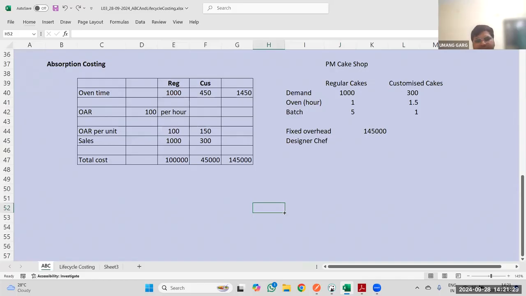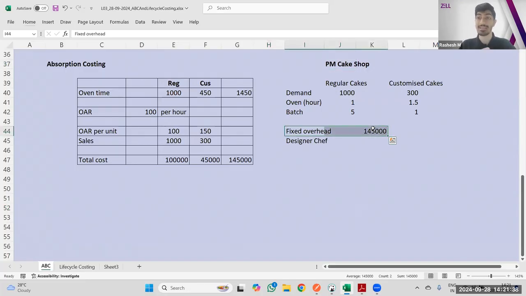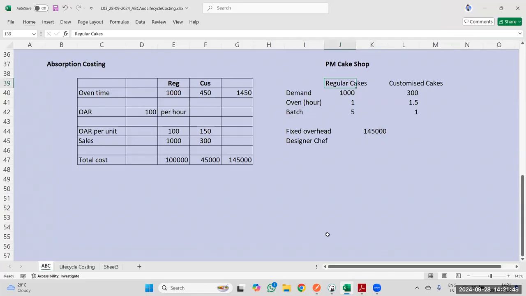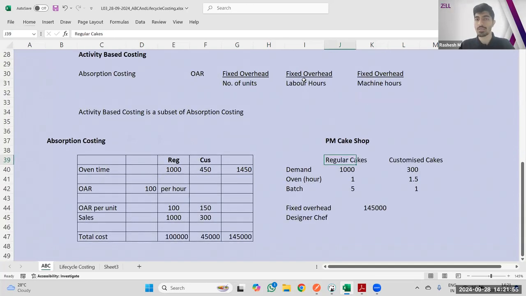So that is absorption costing in a nutshell. But I'm sure you all think something doesn't add up. Because if I have a designer chef and he's spending time designing cakes, do all of us agree that more time goes in designing customized cakes than regular cakes? Do you all agree with that statement? Yes, sir. So absorption costing, which limits you in these two, activity-based costing only differs there.